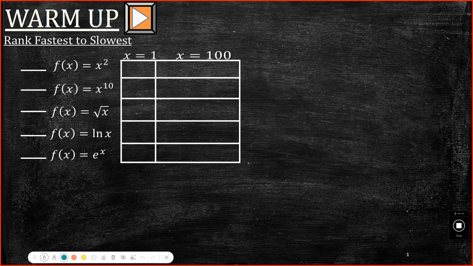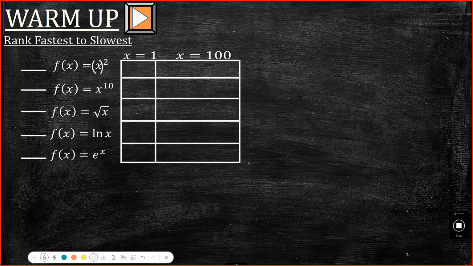So you've got these inputs that I have ready to go here. X equals 1, plug it into each function and get an output. And then x equals 100, get an output. So you'll know which one grows the fastest. Okay, so let's plug in x is 1.